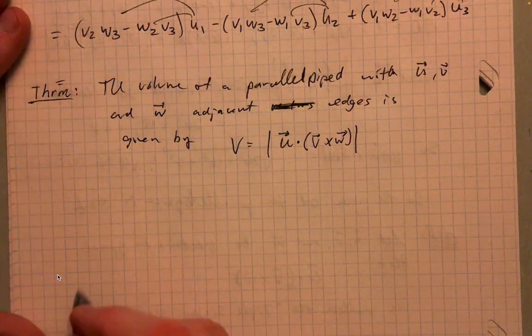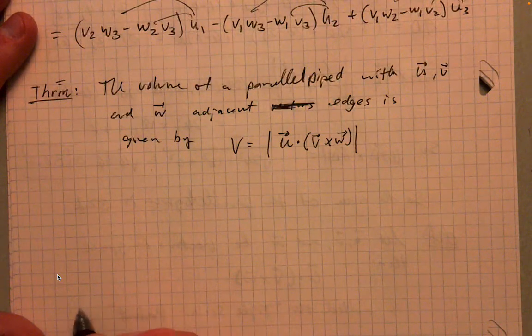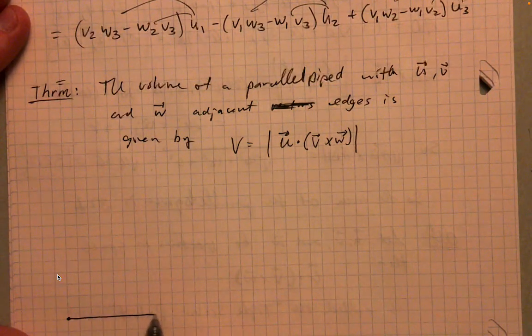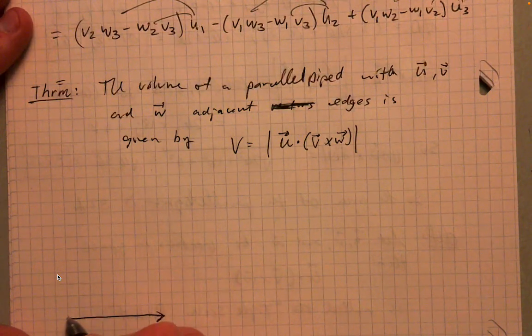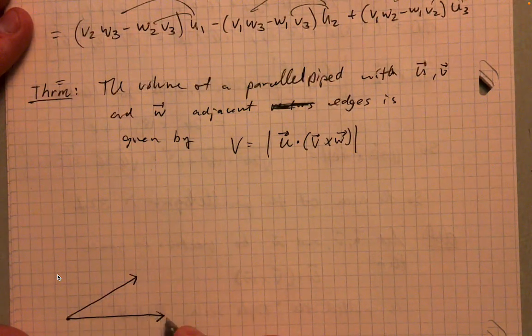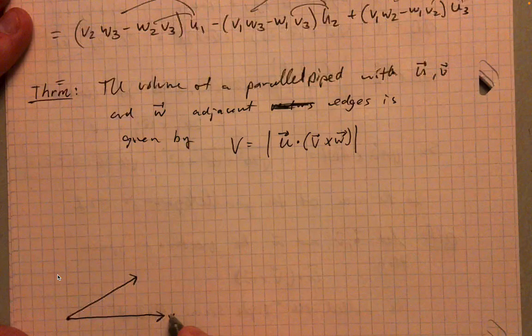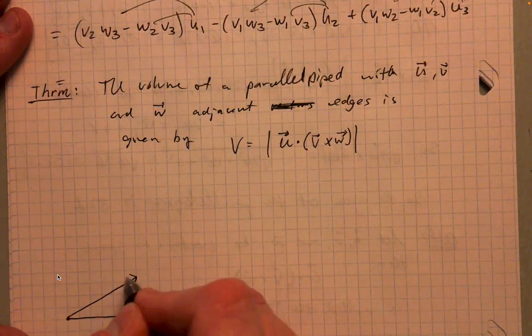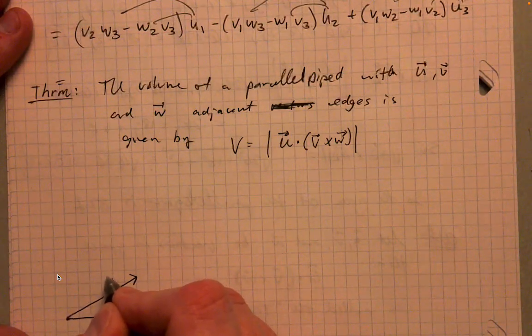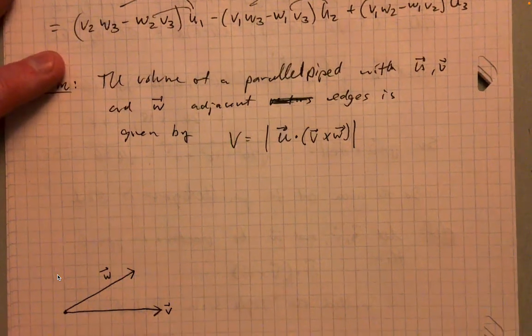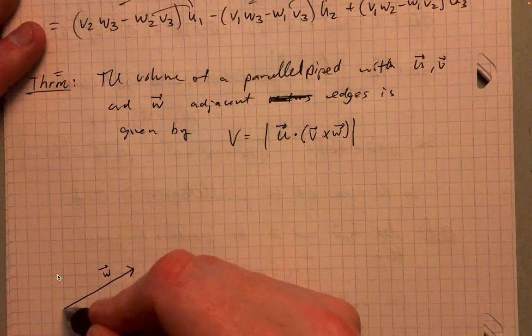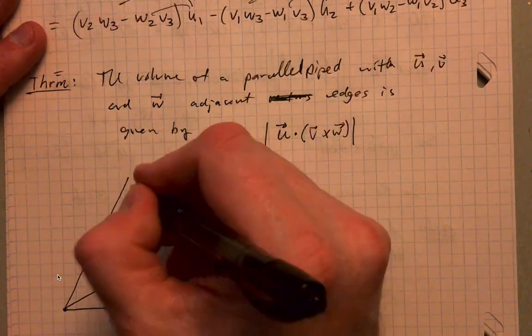So let's talk through this thing. Let's draw a picture. This is a super easy proof, but only because you can kind of see it when you draw it. So here I've got my V vector. Here I've got my W vector. Okay, and then let's say I've got a third vector U. It kind of comes up like this.